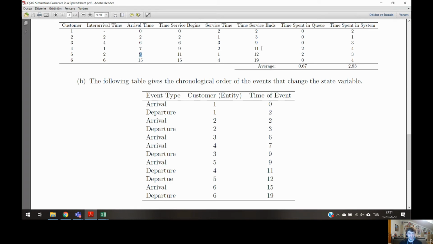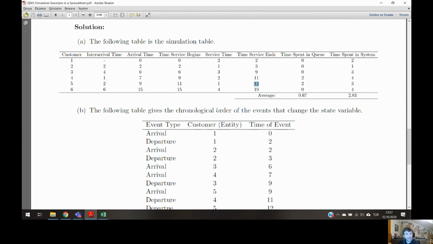The next thing that happens is the departure of the fourth customer, and the departure of the fifth customer is the next event that happens. So once we create this table of events in the chronological order that can change the state variable, which is the number of customers in the system, then we can answer the last part of the question.